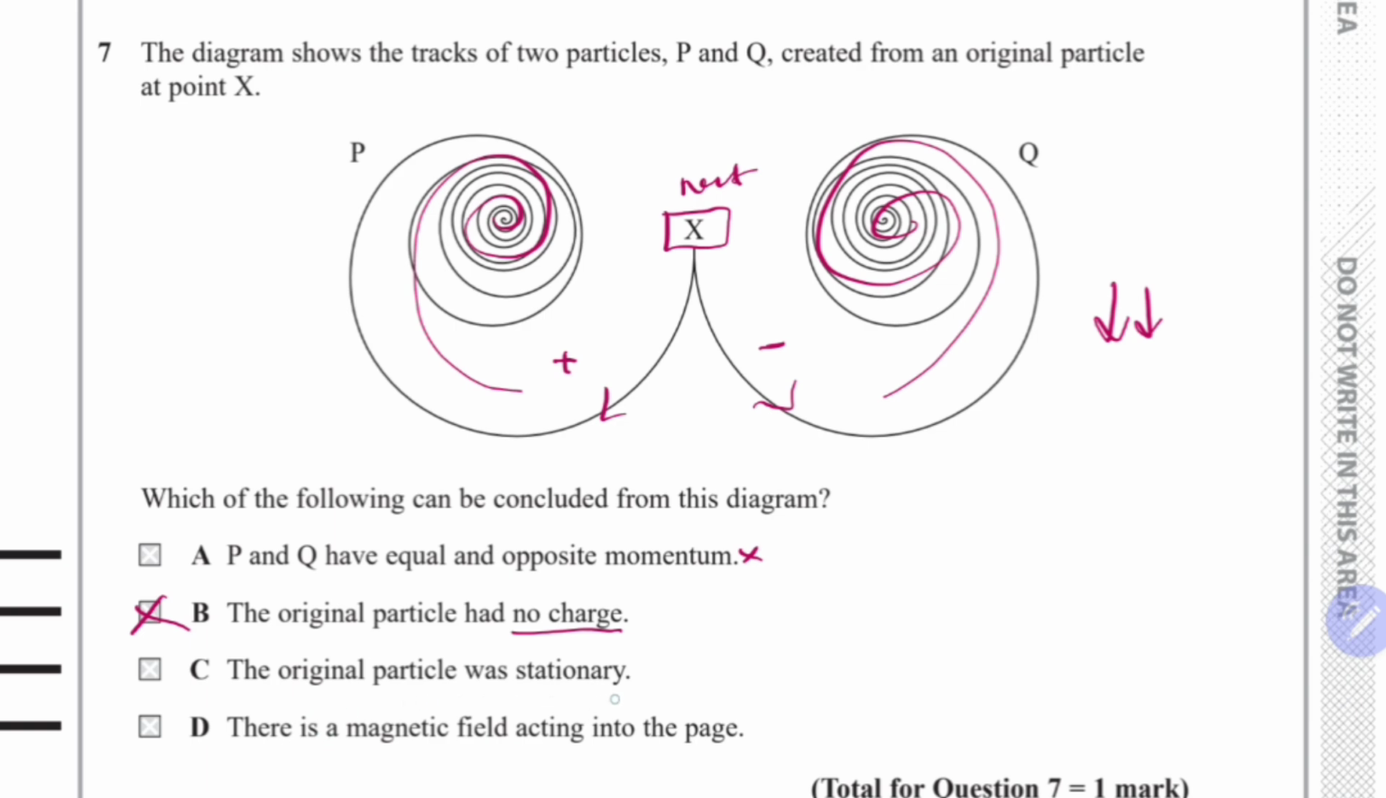The original particle was stationary. No, they cannot be in a stationary state because the gamma photon cannot exist at rest. The magnetic field acting into the page. We cannot say it's acting into the page because we don't know the charge of the particle, as it's not given here.